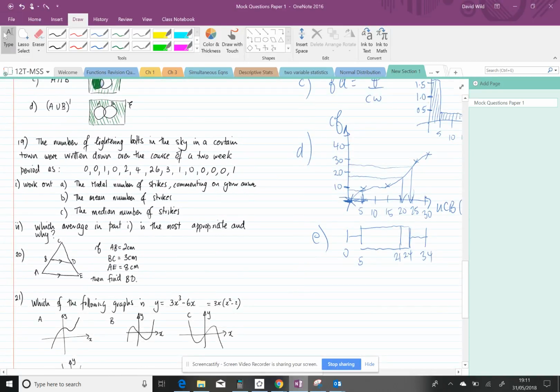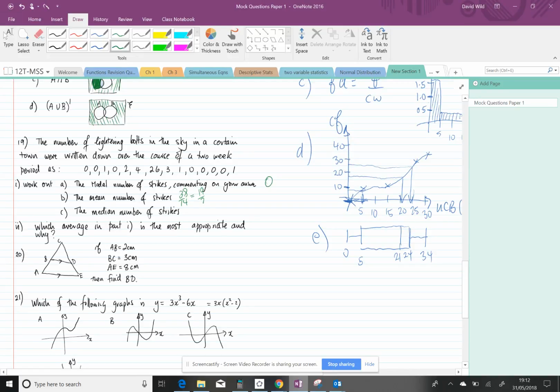Question 19. The number of lightning bolts in the sky in a certain town was written down in the course of a week as that. Work out the mode. So the mode, well, the zeros seem to be the mode. So the modal answer is 0. The mean, we need to add them all up and divide by however many there are. There are 14 of them. Let's see how many we've got here. 1, 3, 7, 10, 36, 37, 38. Divided by 14. I'll cancel that down, perhaps 19 sevenths.